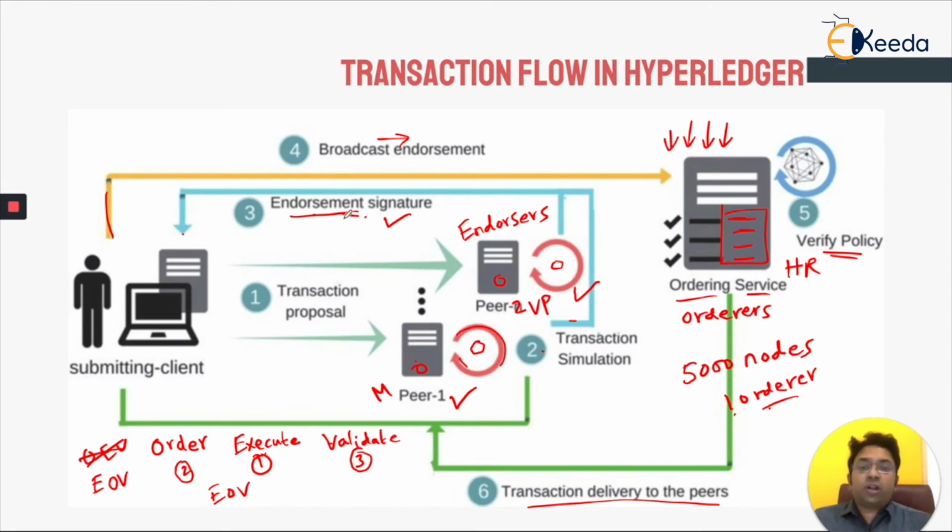Whichever transaction is not getting the endorsement signature, whichever employee is not getting the leave, won't be sent to the orderer itself. That way we reduce the workload of the orderer. If the workload increases for the orderer, that becomes a bottleneck for your entire organization. You don't want that to happen. That's why we follow the execute, order, and validate approach here. That's the transaction flow in Hyperledger.